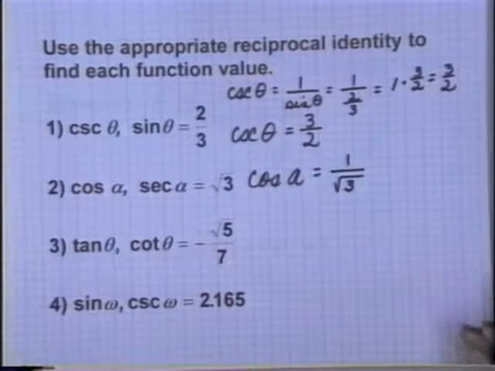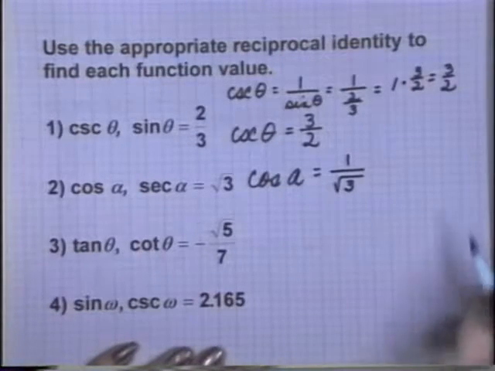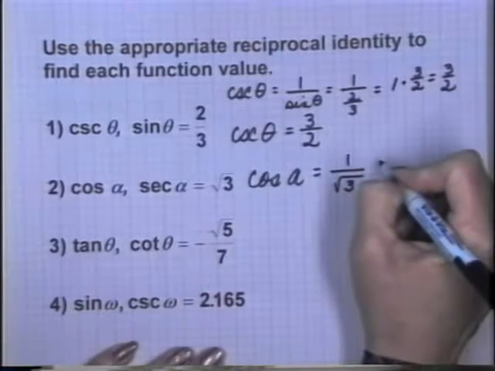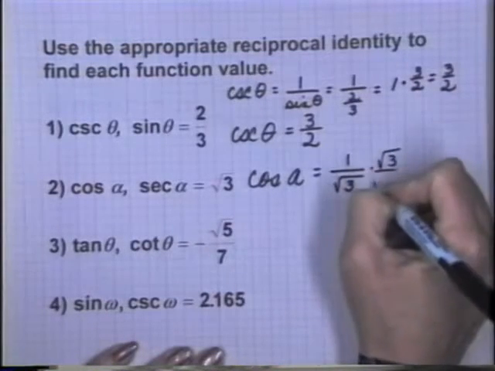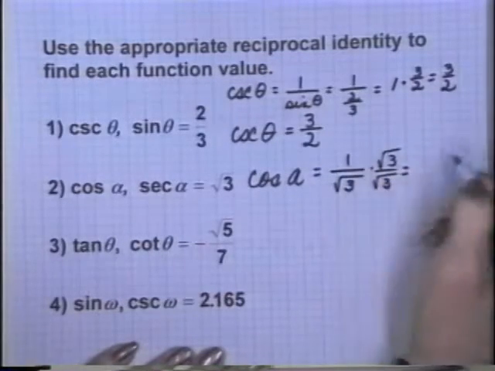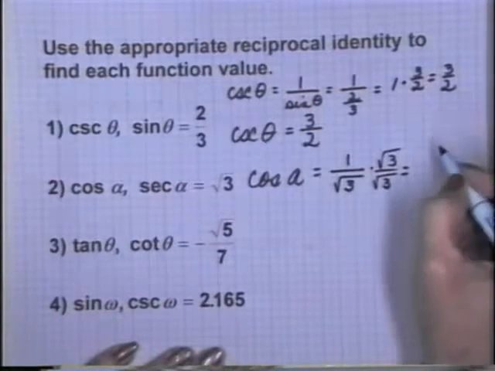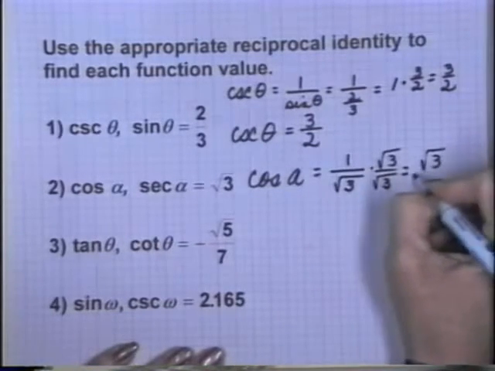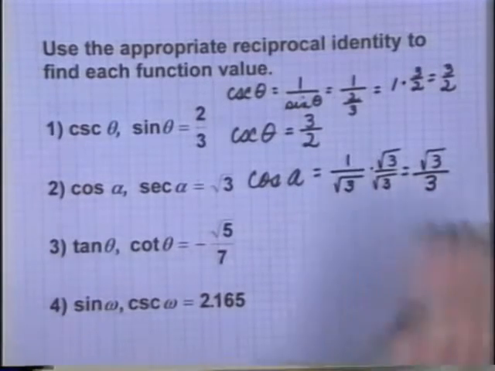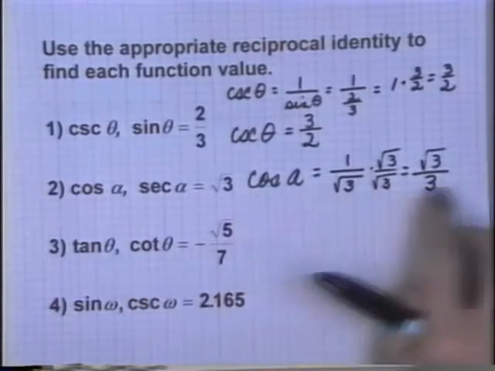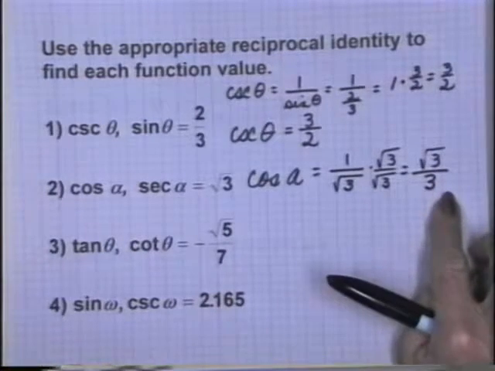Now, we don't want to leave it like that. We do want to rationalize it. We want to get that radical out of the denominator. So we'll multiply by the square root of 3 over the square root of 3. 1 times the square root of 3 gives us the square root of 3. And the square root of 3 times the square root of 3 is 3. So the cosine of alpha equals the square root of 3 over 3.